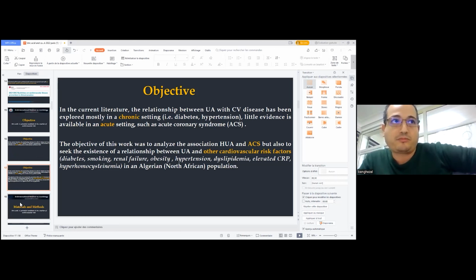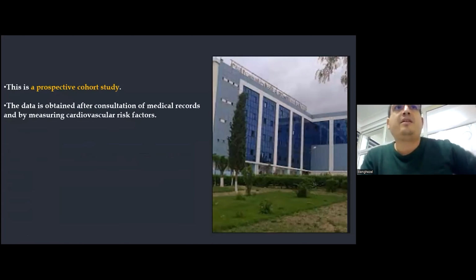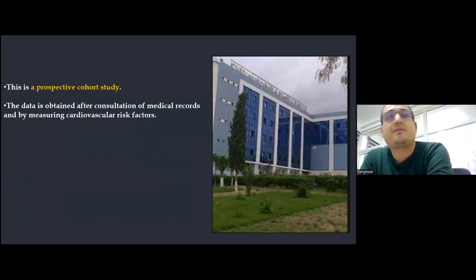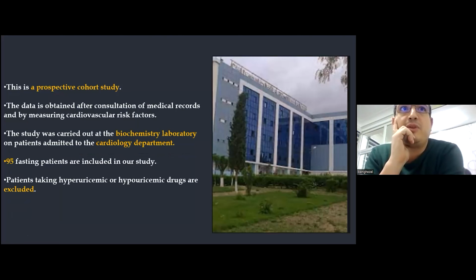This is a prospective cohort study. The data is obtained after consultation of medical records and by measuring cardiovascular risk factors. The study was carried out at the biochemistry laboratory on patients admitted to the cardiology department. 95 fasting patients are included in our study. Patients taking hyperuricemic and hypouricemic drugs are excluded.